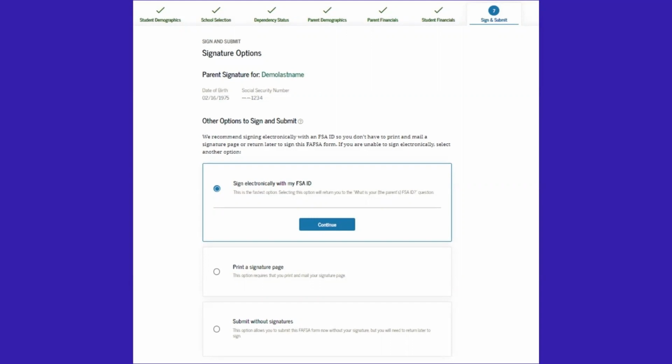Also, it is going to ask you if you want to submit without a signature. This will allow you to submit the FAFSA, but without your signature, you will have to return later to sign. So if you can't sign today for whatever reason, you're going to need to sign before they complete the application. So I would just get it in all at once as best you can.